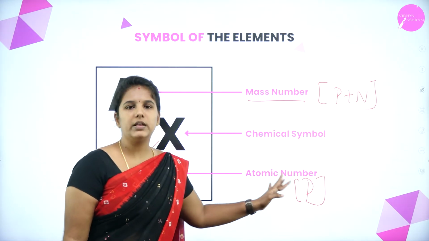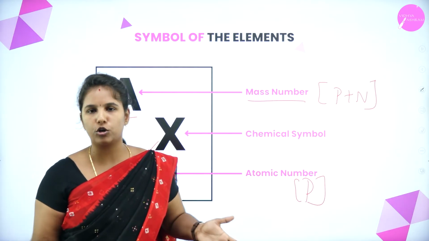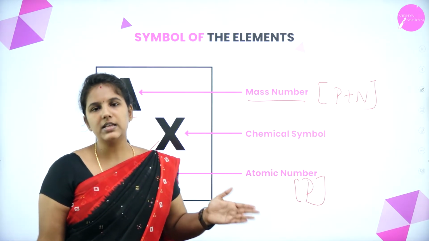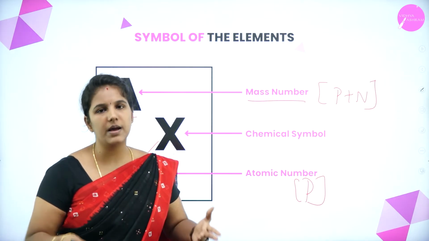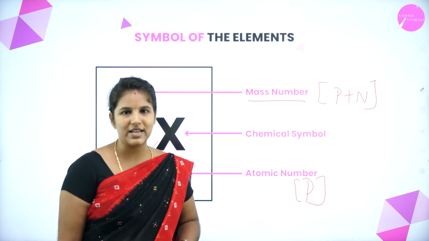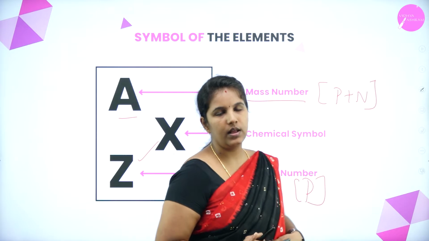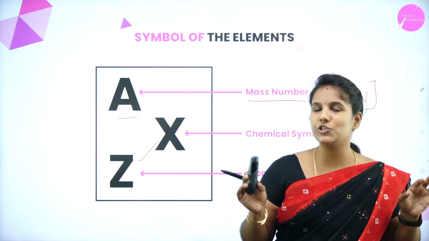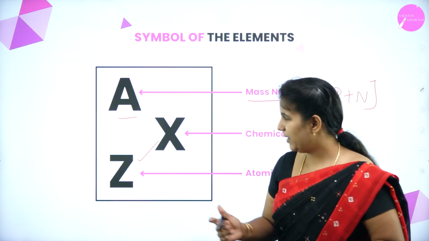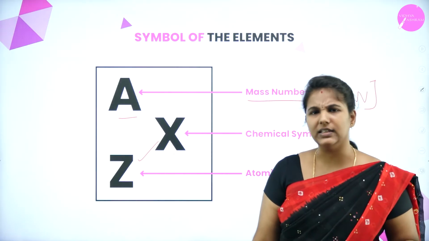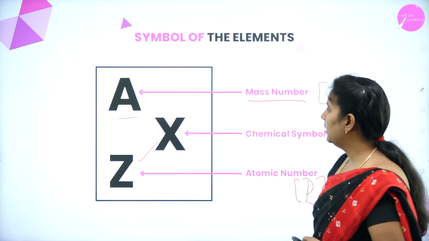Remember, the atomic number is nothing but the number of protons inside the atom, whereas the mass number is nothing but the number of protons plus the number of neutrons present inside the nucleus of an atom. And remember, X is a general symbol used to represent the elements. In place of X, you can place any other element symbol.